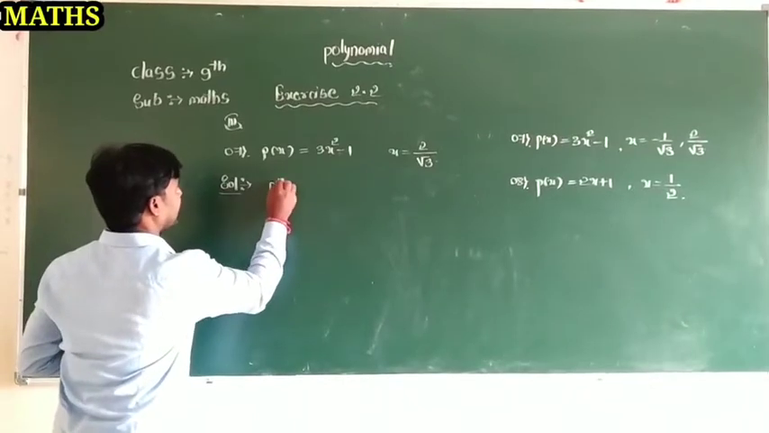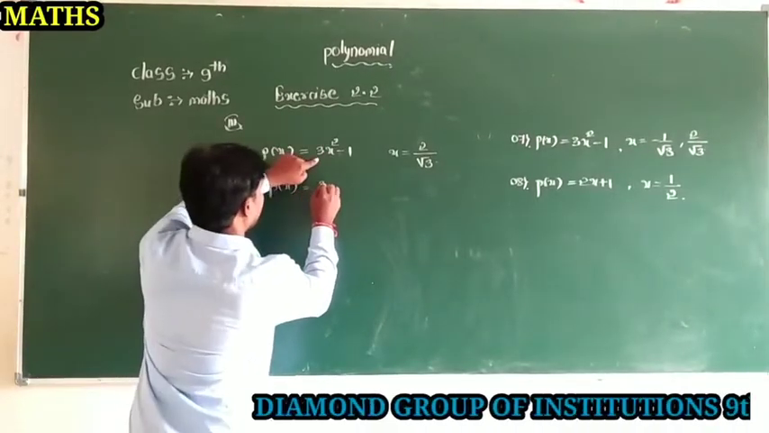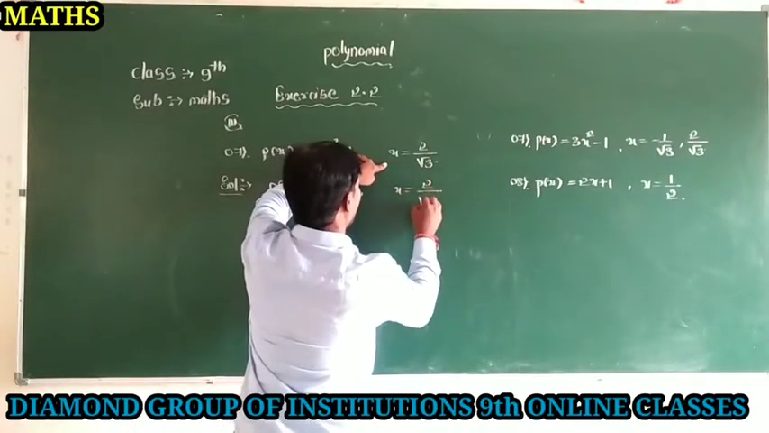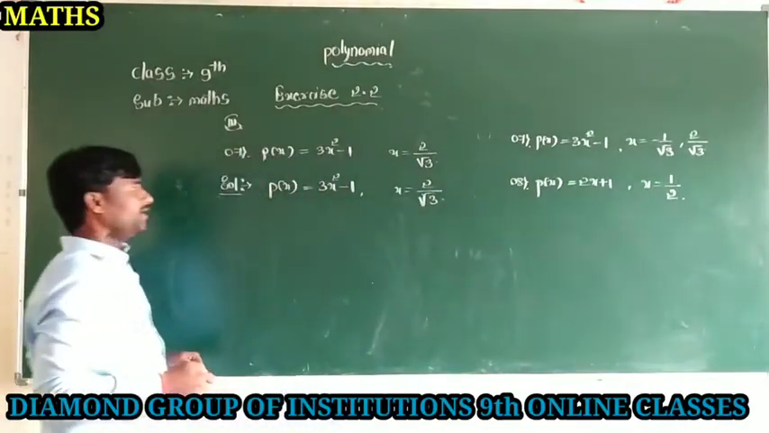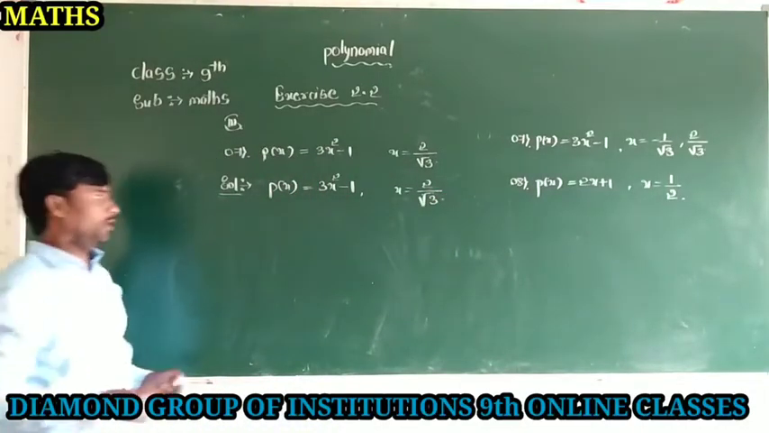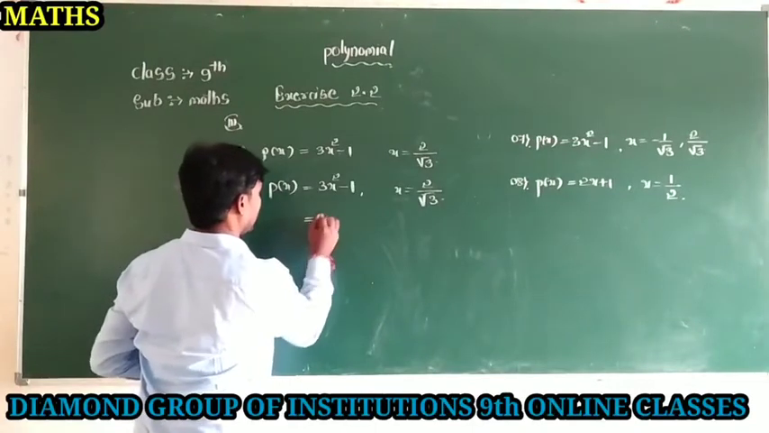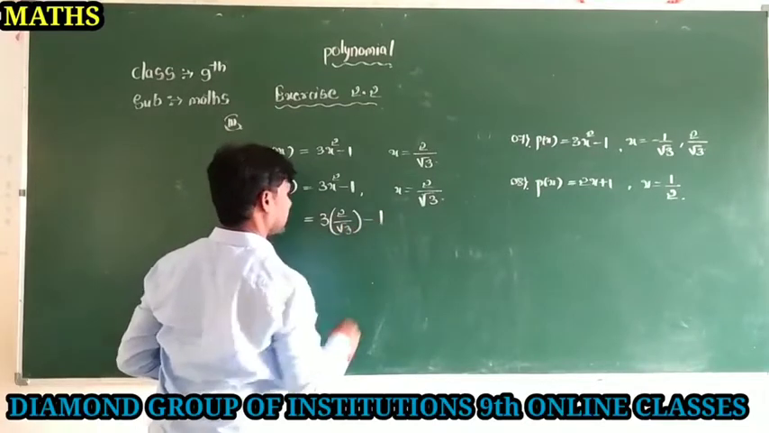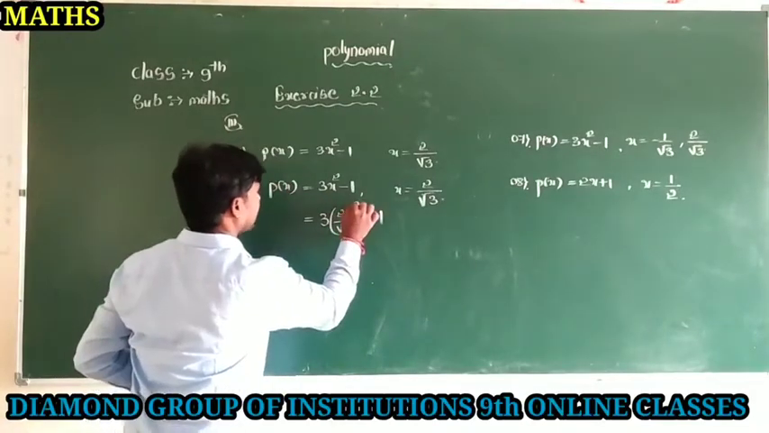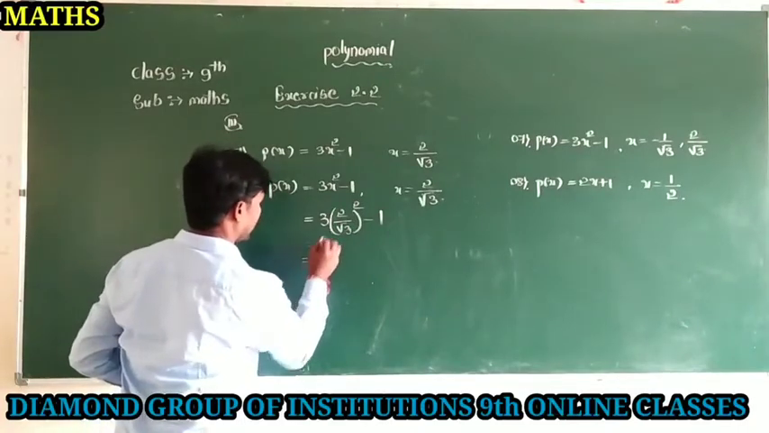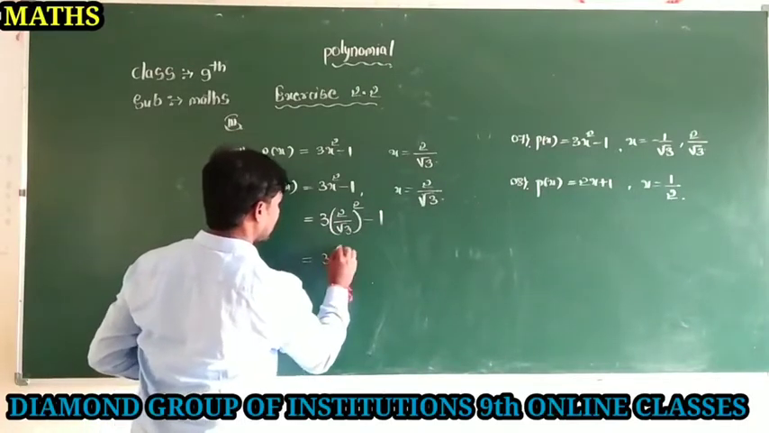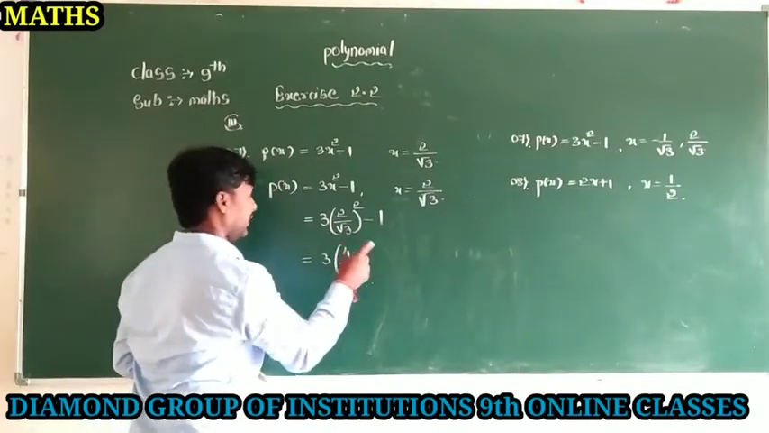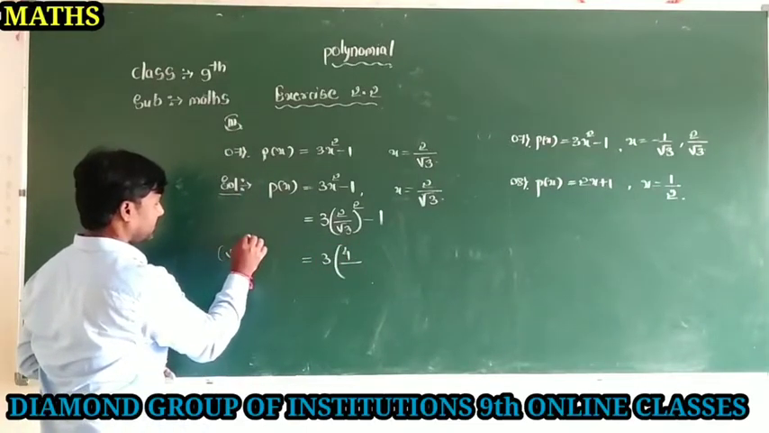P of x as it is equal to 3x square minus 1, and the x value is 2 upon under root of 3, dear students. Okay, where is the x? There substitute the value 2 upon under root of 3. I thought you are understanding very well. So 3, then 2 upon under root of 3 in brackets, and minus 1, dear students. Now the square is there. You put the square. Similarly, 3 as it is. So 2 square equals 4. In the previous problem we already did that under root of 3 whole square, both get cancelled.